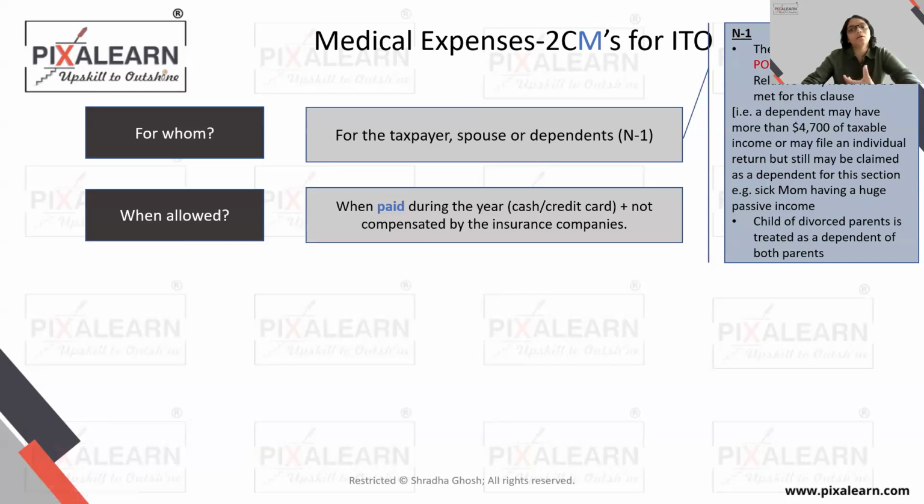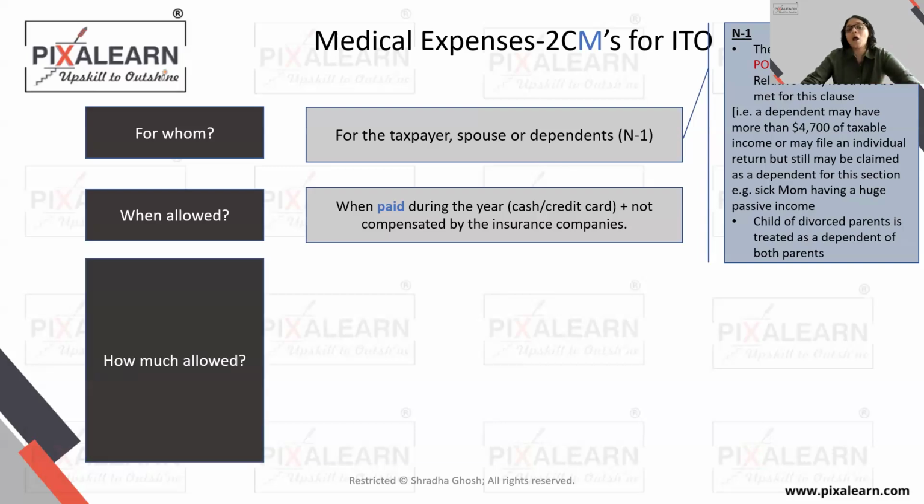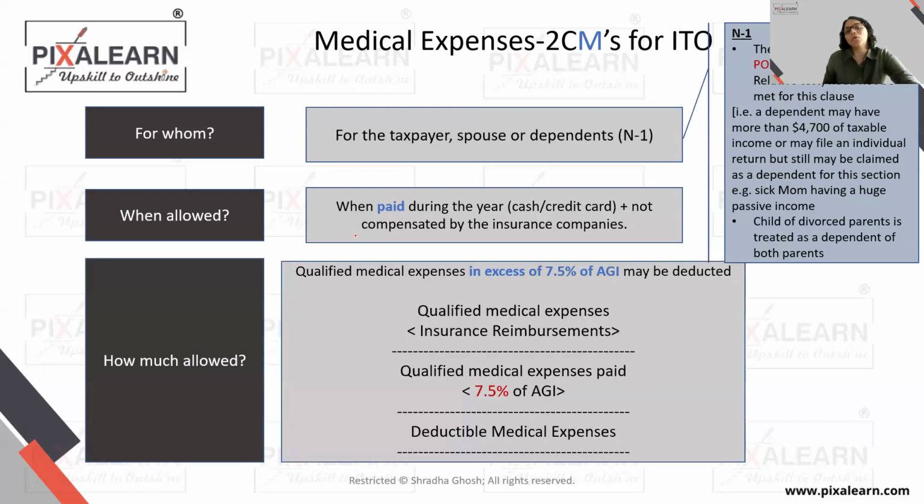When are you allowed? When you paid it. It doesn't matter whether the credit card swipe is done this year and the payment is done next year. Even if the swipe is done this year, you're eligible to get the deduction. How much is the amount that you're allowed? You take all the medical expenses that are qualified, but out of that, you reduce your insurance reimbursement. And the money that you paid which exceeds 7.5% of your AGI is eligible for claiming as an itemized deduction.